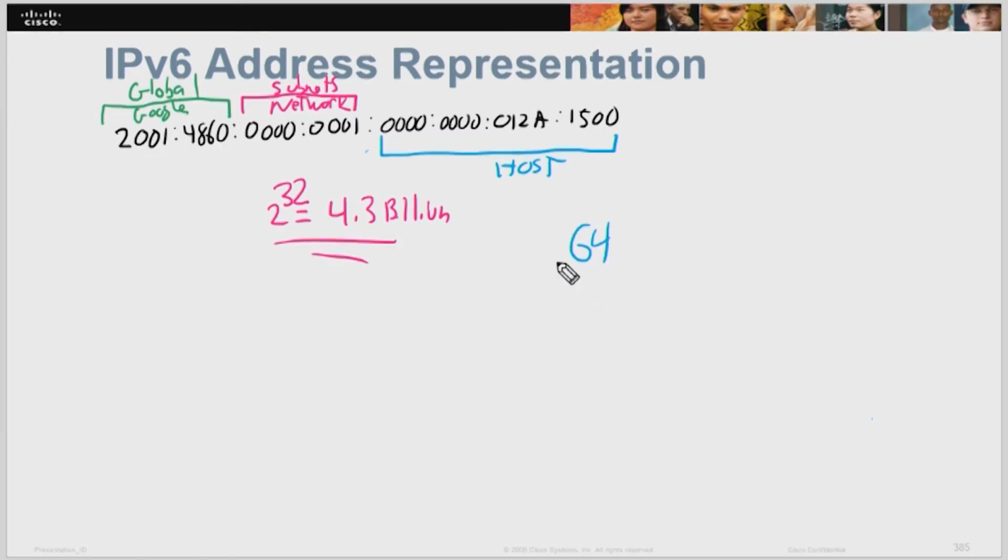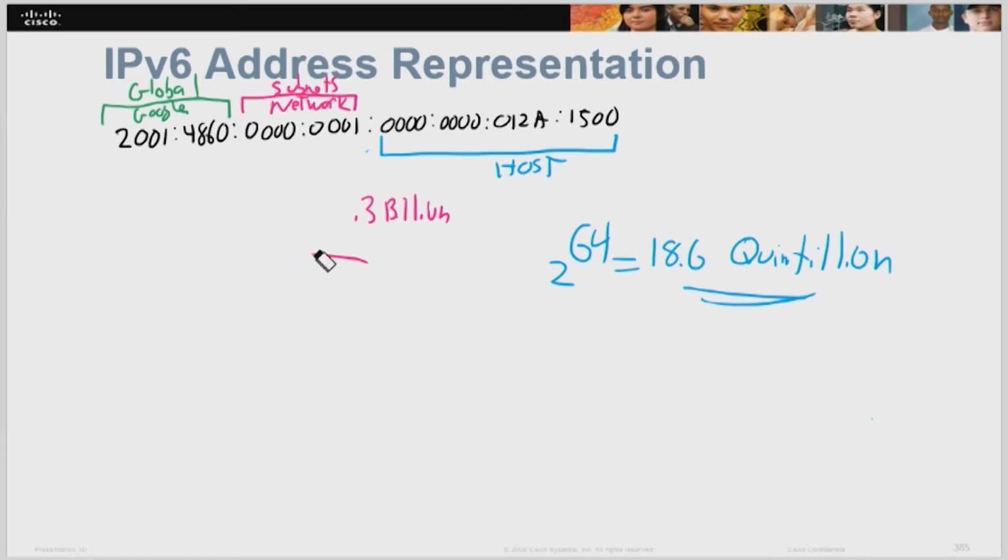So how many addresses can Google have on each subnet? 2 to the 64th. Somewhere around, I think this is 18.6 quintillion. I might be off there a little bit, but it's a huge, huge number. So again, the span of IPv6 means we're really not going to run out of addresses in the near future.